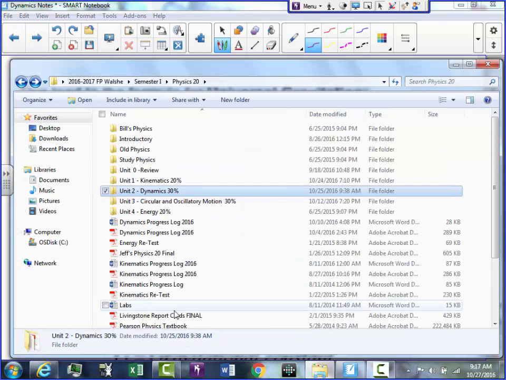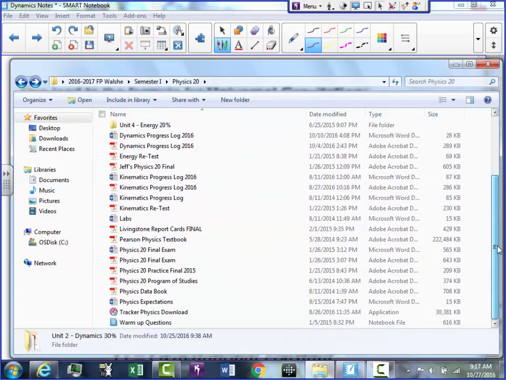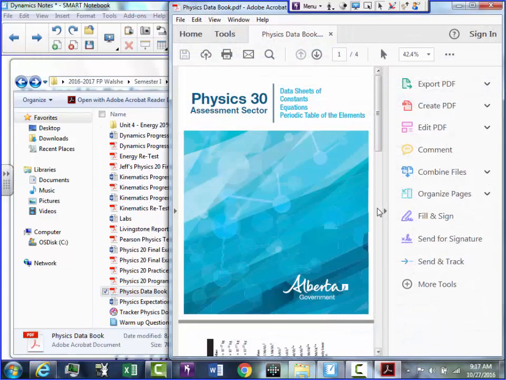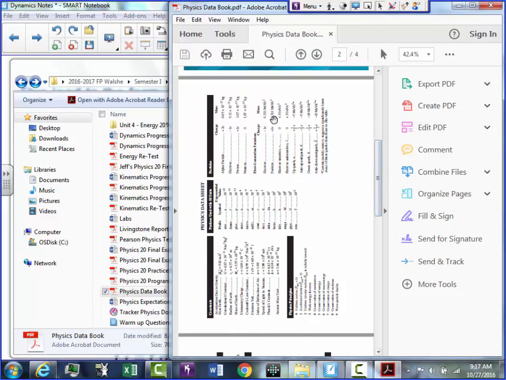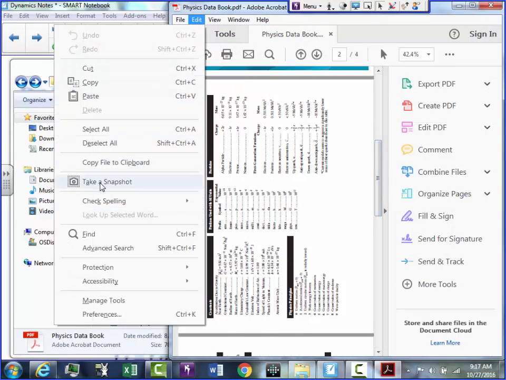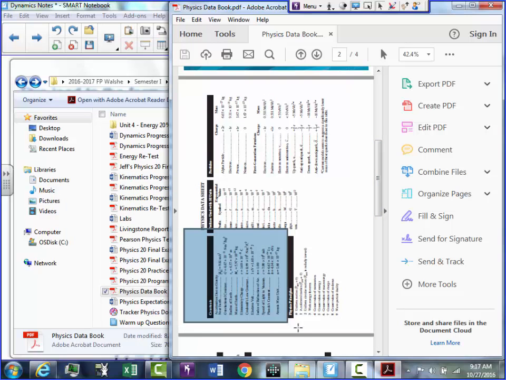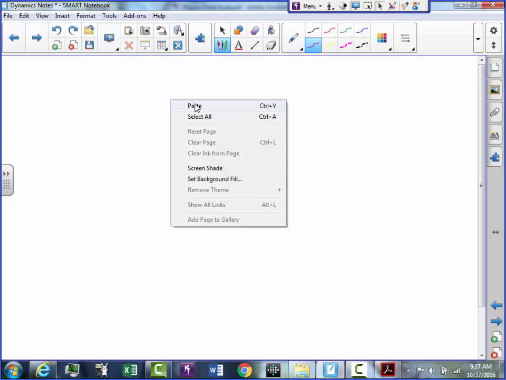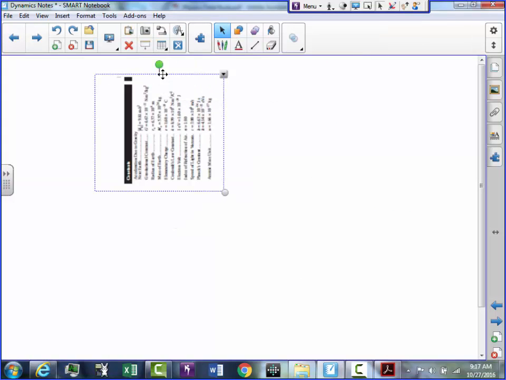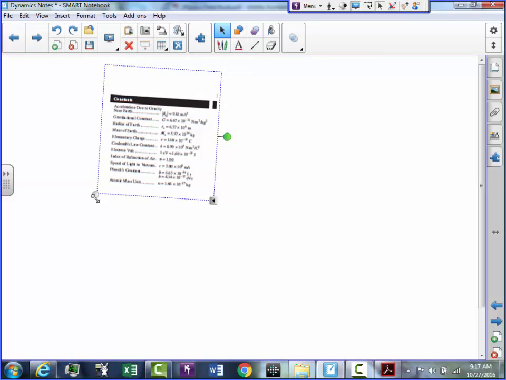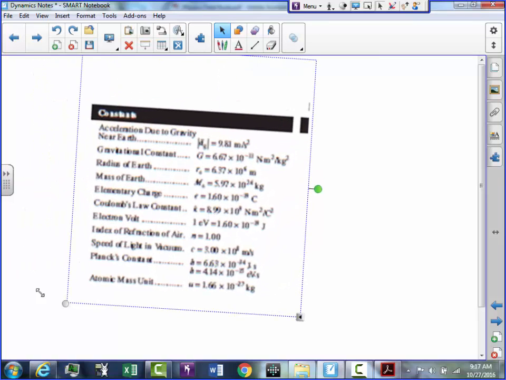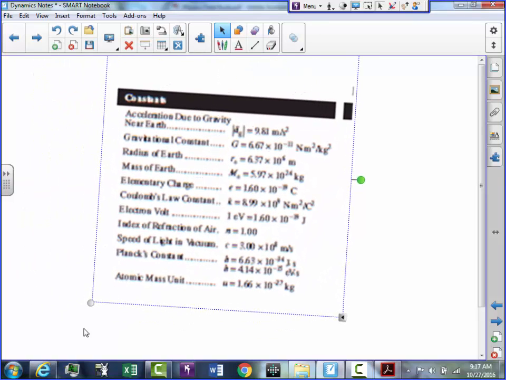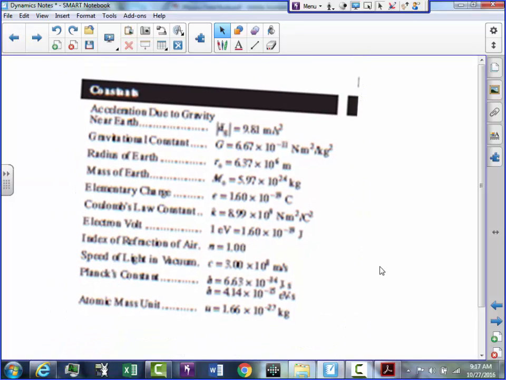So let me find a formula sheet to look at. There's a whole section in your data book. You guys find this section here, which talks about some of the constants that you may need to use as we go through. We've actually talked about a couple of them already.